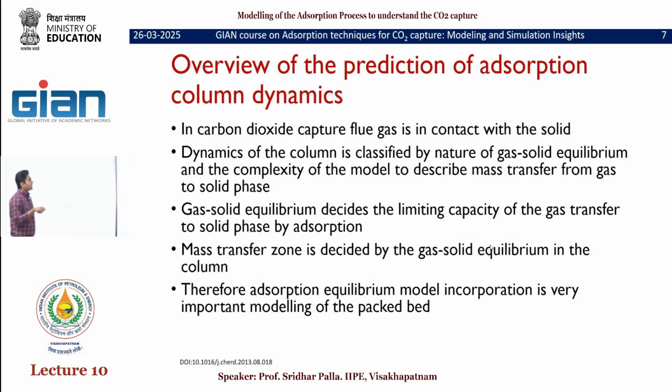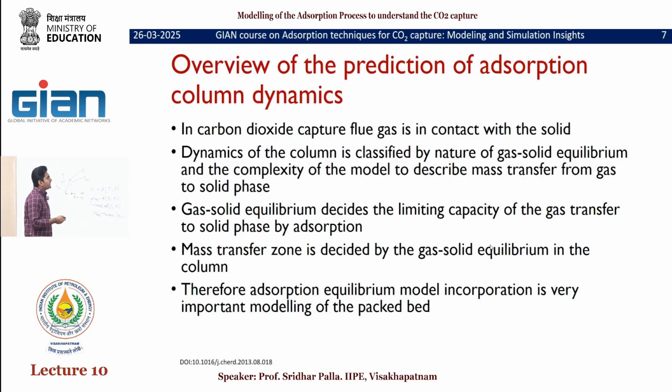So, the dynamics of the column requires the gas solid equilibrium: how much of the adsorbate could transfer onto the adsorbent, and what is the capacity of the adsorbate that is accumulating on the adsorbent. That information we will get from the gas solid equilibria. And also the complexity of these models. When we are taking these porous adsorbent materials, the diffusion and the film transfer are very important. That will make our mass transfer model very complex. If it is more complex, then multiple calculations are required to get an accurate result.